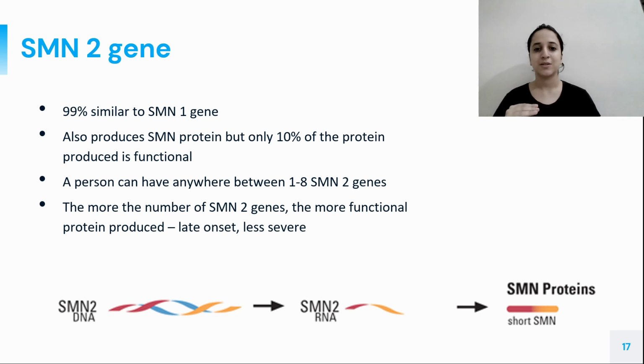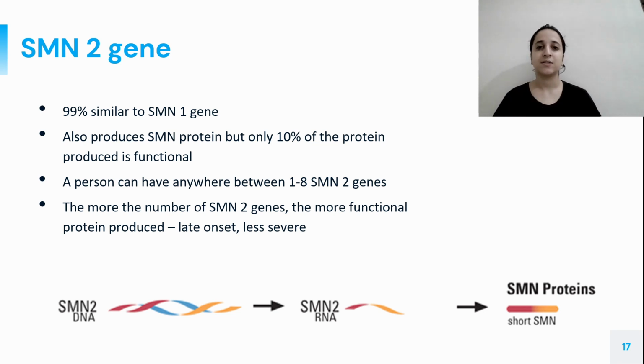So it just basically varies. If a person has 1 SMN2 gene, the protein production might be somewhere here. If they have 2 SMN2 genes, it might slightly increase. So it can go on increasing based on the number of SMN2 genes the person has.